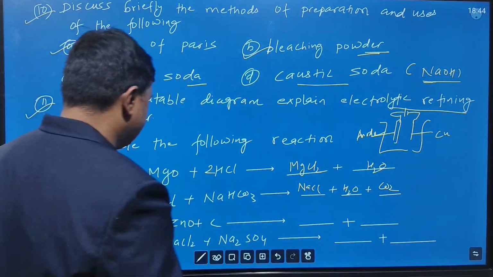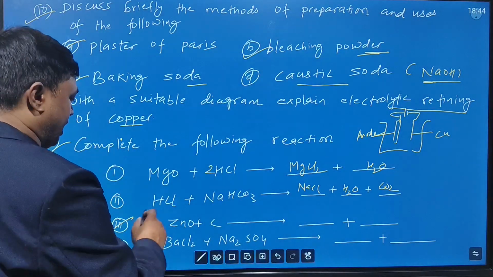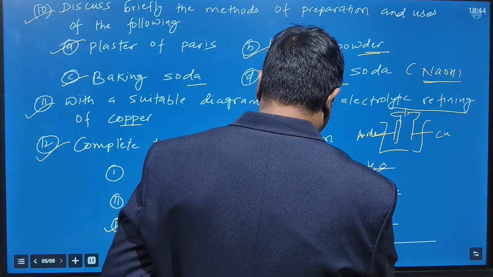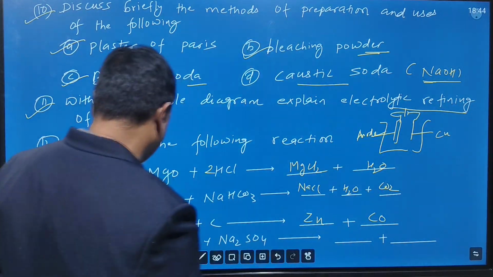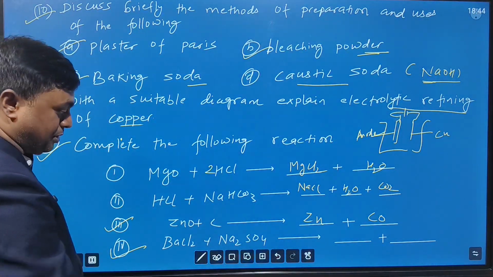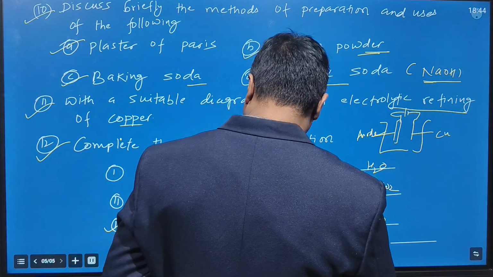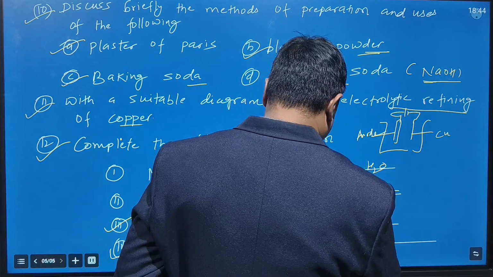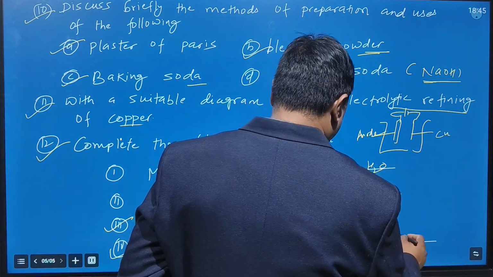Yes or no? Zinc oxide plus coke. Which type of reaction is it? It is a redox reaction. It gives zinc plus carbon monoxide. Barium chloride plus sodium sulfate is a double displacement reaction, also called a precipitation reaction. It gives barium sulfate, BaSO4, plus sodium chloride.